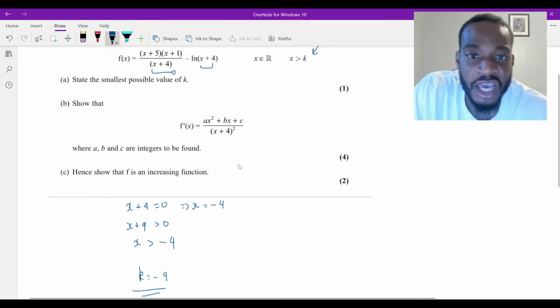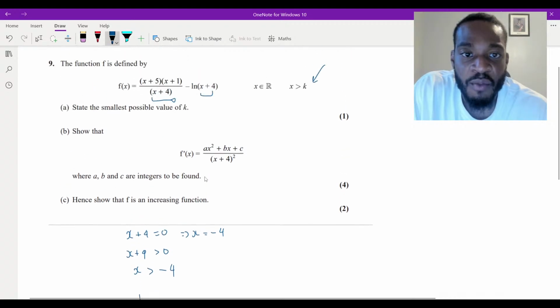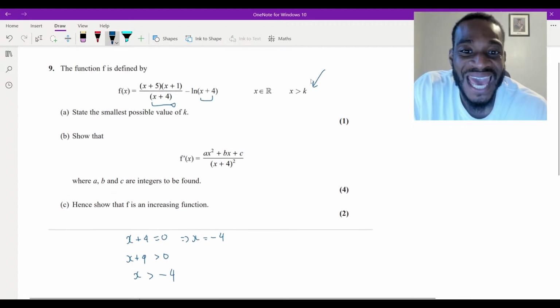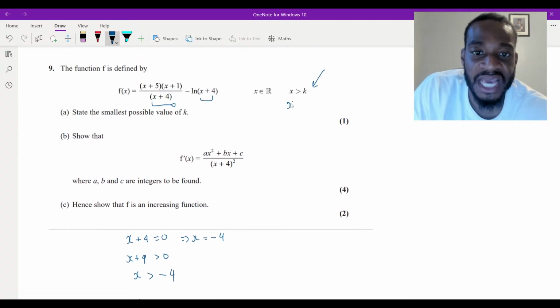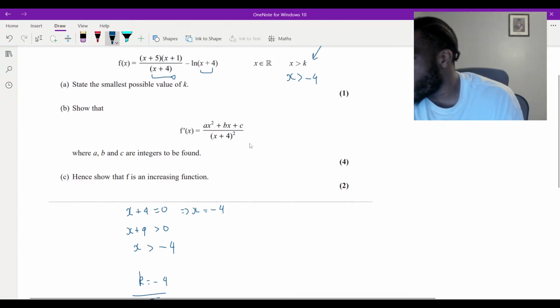No one's saying it can't be minus 4, right? Remember, it's saying x is greater than k. So what we're saying there is that x is greater than minus 4. So I think that's what you're getting. I hope that makes sense. Yeah? Okay, brilliant.